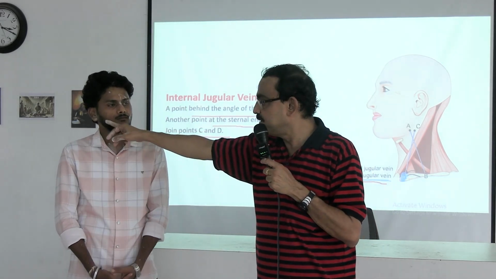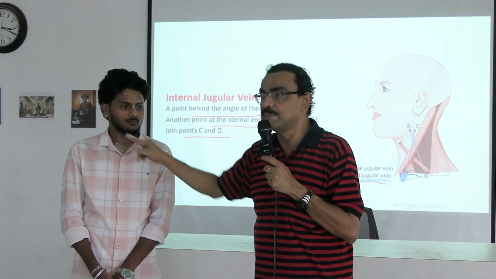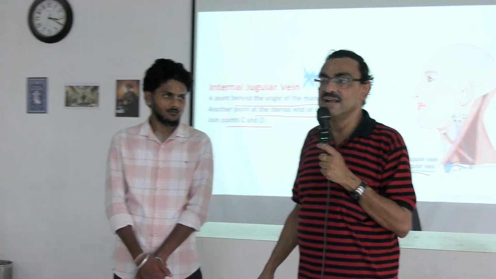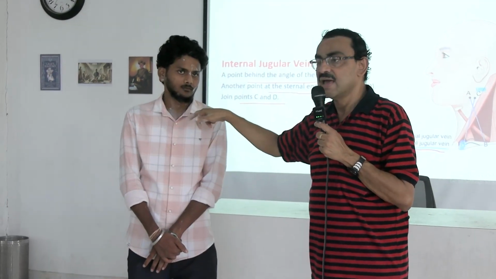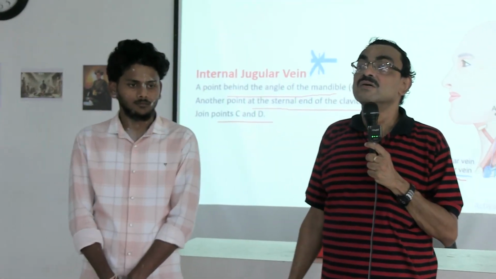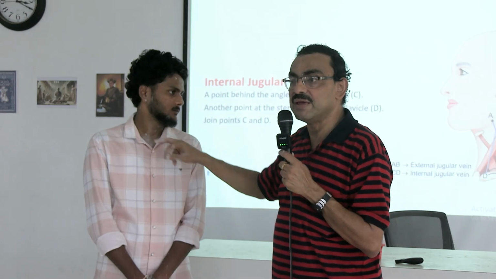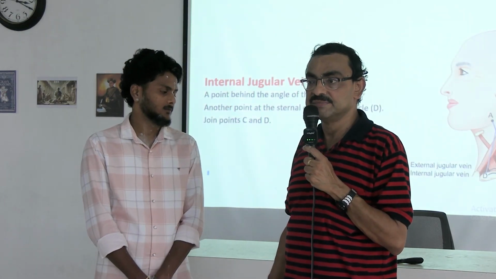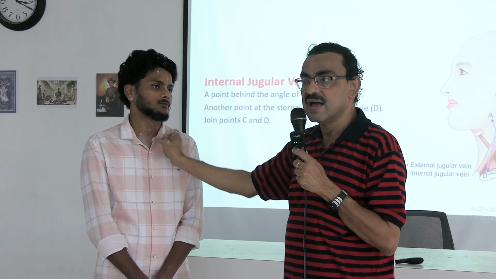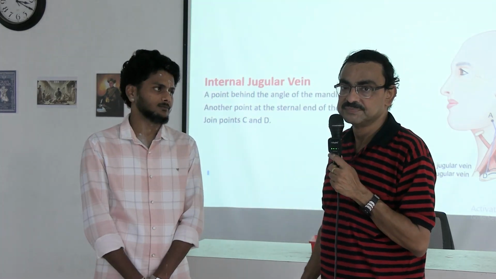An internal jugular vein has two bulbs, one superior bulb and one inferior bulb. Where it ends, the internal jugular vein joins with the subclavian vein to form the brachiocephalic vein. Right brachiocephalic, left brachiocephalic joins to form the superior vena cava. Okay.